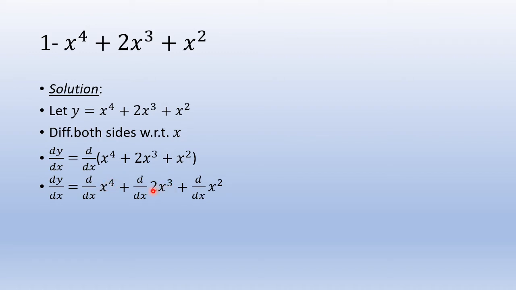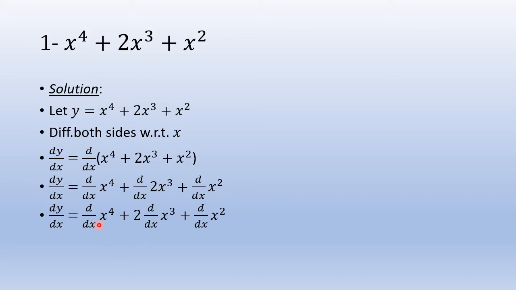Now here you can see we have to take the derivative of 2 into x cubed. So 2 is a constant, so we will take 2 here and we just take the derivative of x cubed. So we have d by dx of x to power 4 plus 2 into d by dx of x cube plus d by dx of x square. And we are going to take all these derivatives with the help of the power formula, which is derivative of x to power n is equal to nx to power n minus 1.